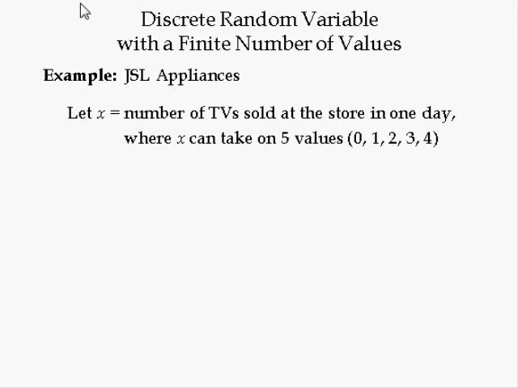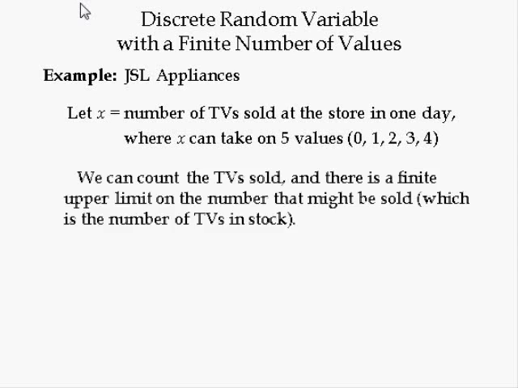Let x be the number of TVs sold at JSL appliances in a given day. x can take on the values of 0, 1, 2, 3, or 4. We can count the TVs sold each day at JSL appliances. And there is a finite upper limit on the number of TVs that could be sold on a given day, which is a result of there only being so much room in the stockroom.